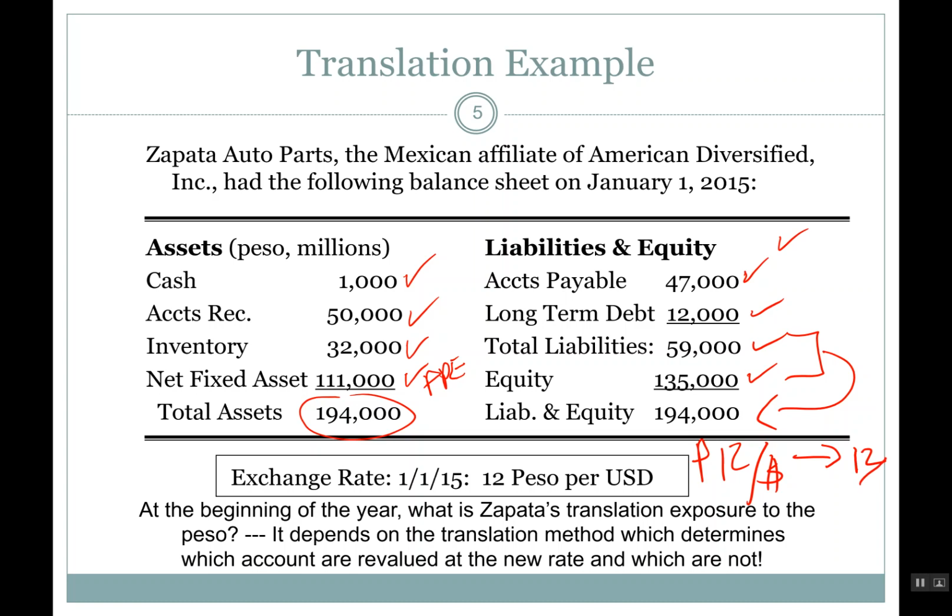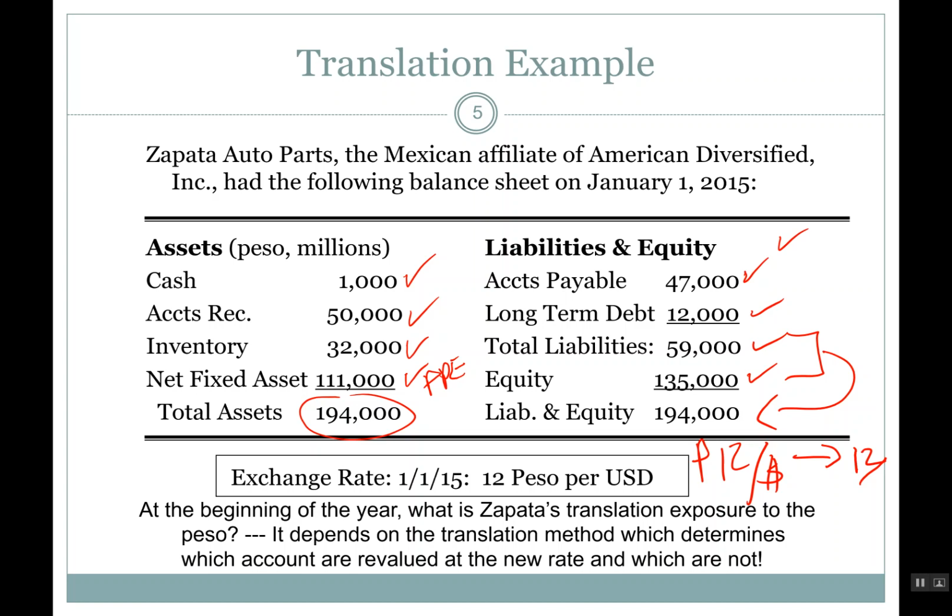What do I have to write off? What do I have to recognize as a gain or loss? All right, so that's what we're going to do. As this exchange rate goes from 12 to 13, is that a devaluation or appreciation of the peso? It's a devaluation of the peso.